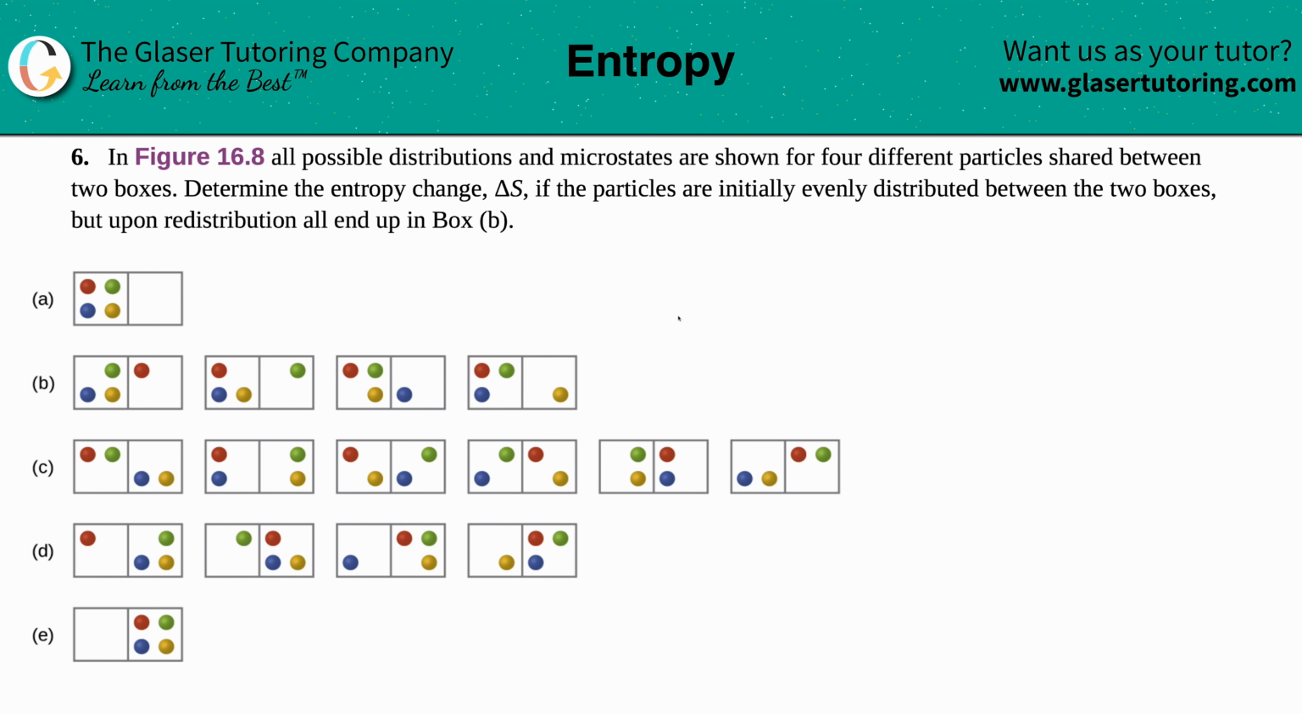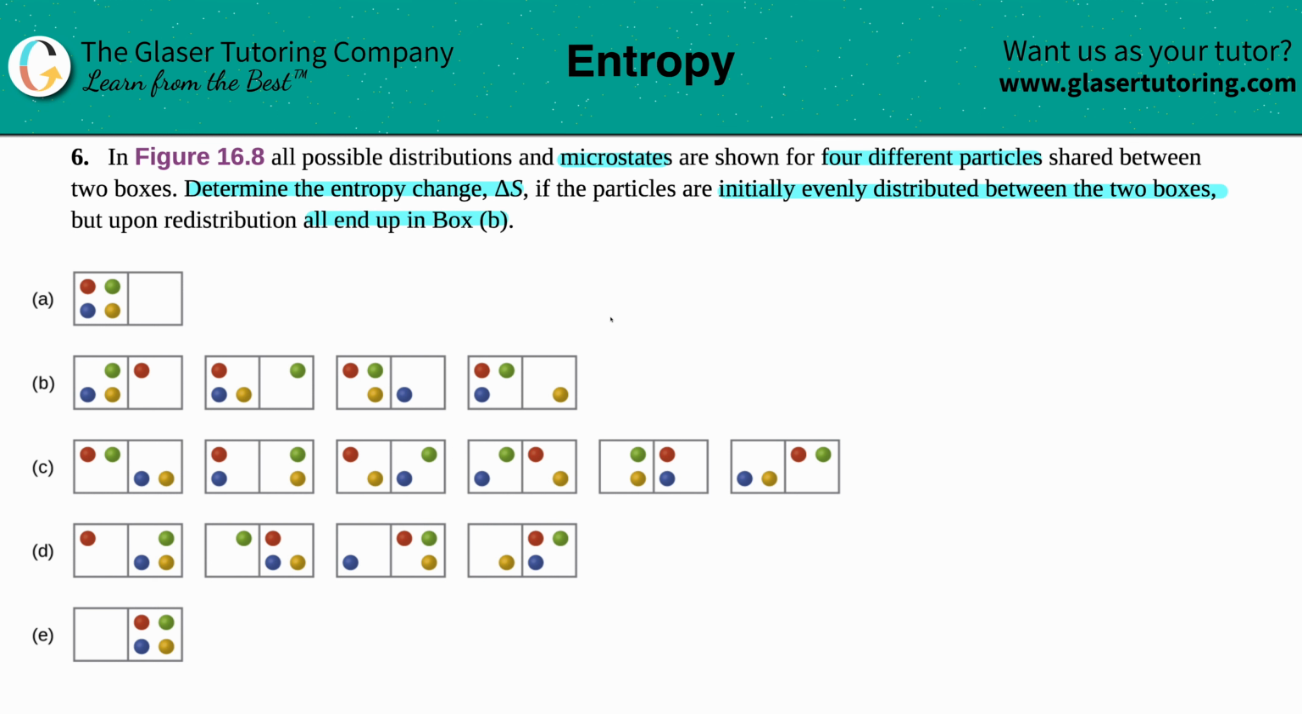6. In figure 16.8, all possible distributions and microstates are shown for 4 different particles shared between 2 boxes. Determine the entropy change, which is delta S, if the particles are initially evenly distributed between the 2 boxes, but upon redistribution, they all end up in box B.